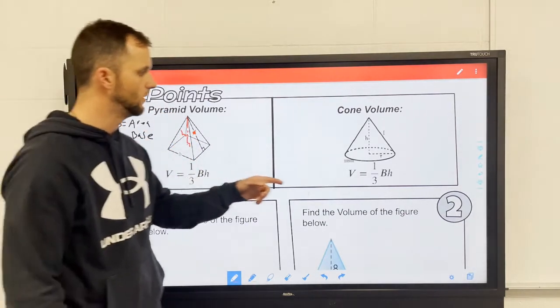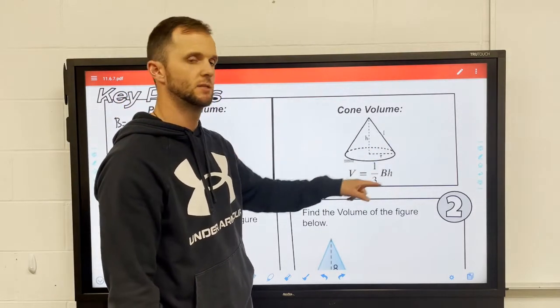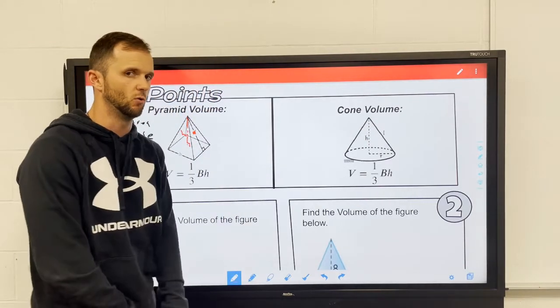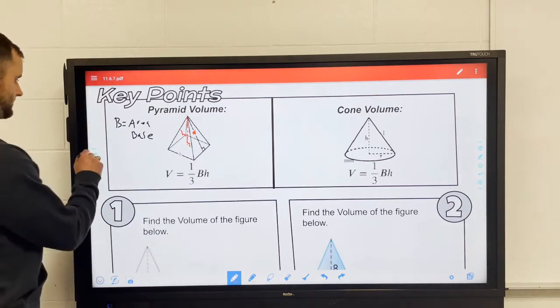Same thing with a cone. Volume is going to equal 1/3 of the area of the base. Remember, this is a circle, and I'm multiplying that times the height and multiplying all that out to give me the total volume, okay? So let's take this and plug it into our examples.